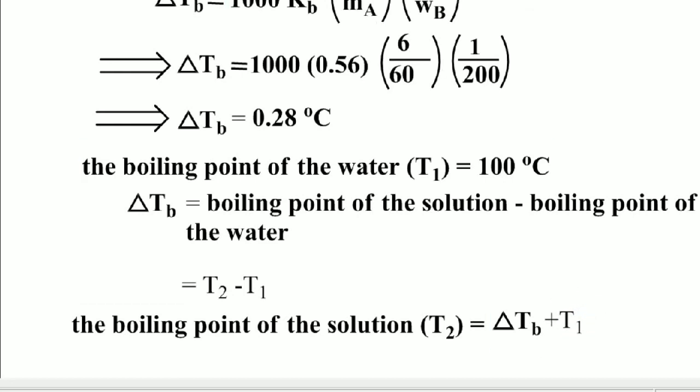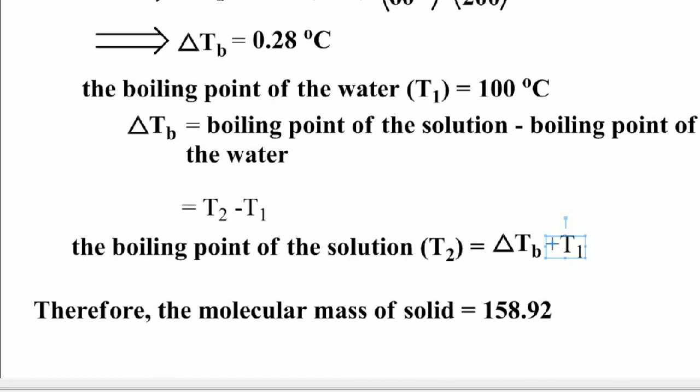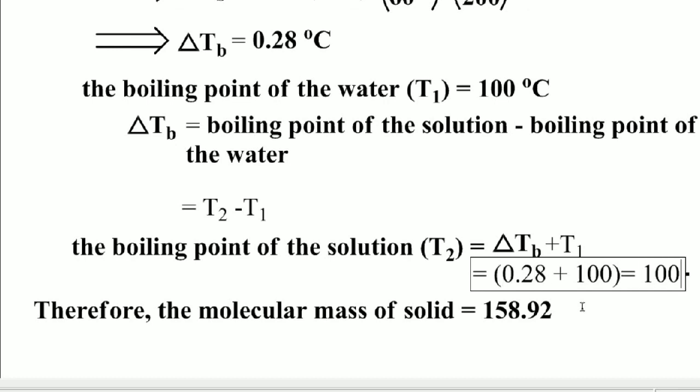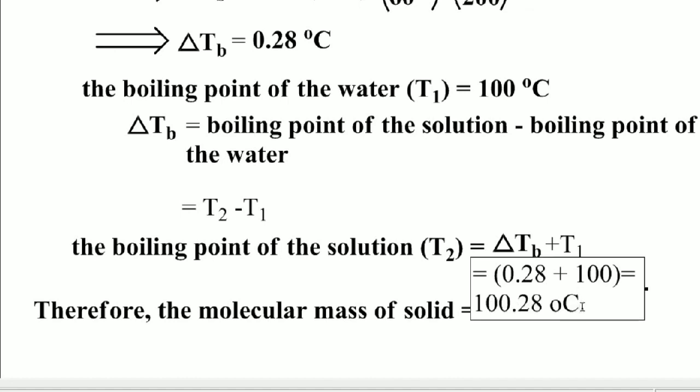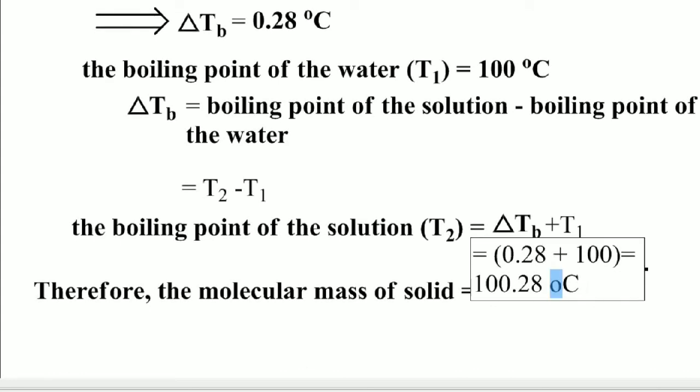Students, we know the T1 value and also we know the delta TB value. On substitution we get delta TB, 0.28 degrees centigrade, plus 100 degrees centigrade, the boiling point of water. Therefore 100 plus 0.28, we get 100.28 degrees centigrade. 100.28 degrees centigrade is the boiling point of the solution.